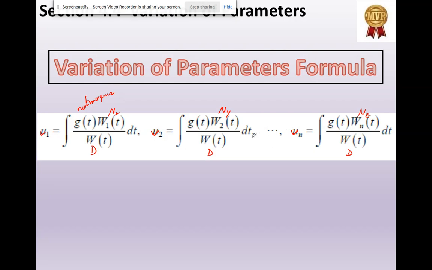I know this, I just captured this from a screenshot, right? Dot, dot, dot, because as I said, this can be expanded to however many you want. We are only going to do third order for variation of parameters. So for us, this would be V sub 3, and this would be the W sub 3.